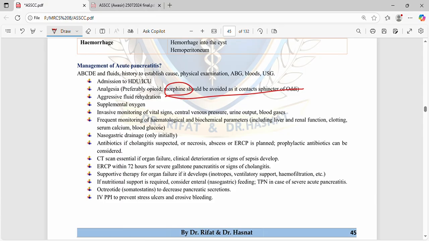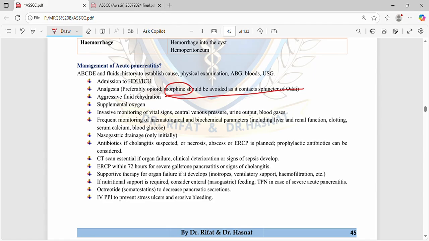Aggressive fluid for dehydration, supplemental oxygen, invasive monitoring of vitals, central venous pressure, urine output, blood gases, frequent monitoring of hematological and biochemical parameters, including liver and renal functions, clotting, serum calcium, blood glucose. So calcium is very important, LDH is very important.